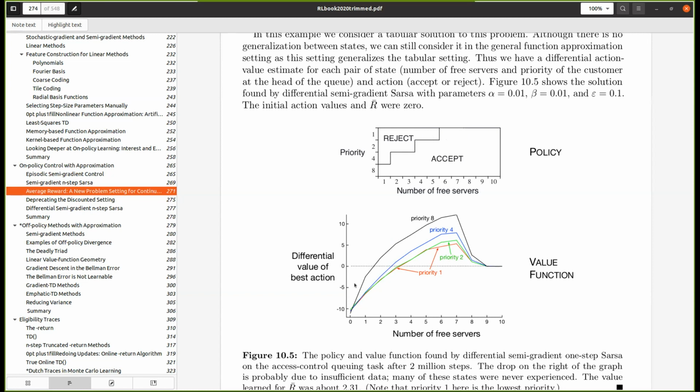And the differential values in this case, you can see that we have the zero line here. And you see that when the number of free servers is low, we have negative differential value. So the value of all the states with a low number of free servers is lower than the average state value, and that makes sense, right? And so here we have higher value in this region when we have more free servers, and probably we just don't have any observations here, so these values are never updated.